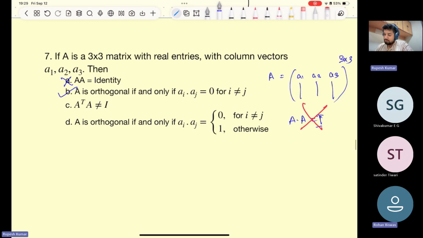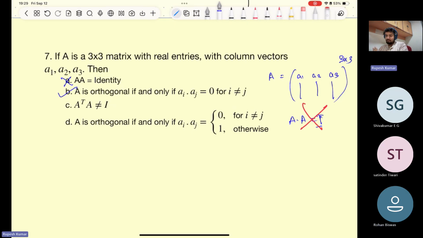Option C says A transpose A is... B is false, no? Because if one of them becomes a zero column, then also it will happen. So along with orthogonal columns, we need orthonormality, like normality of the columns. You are right. So we have a suitable option in D. D is basically a combination of B plus the required thing, which is not provided in B.